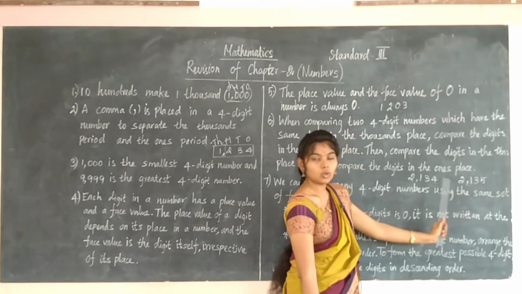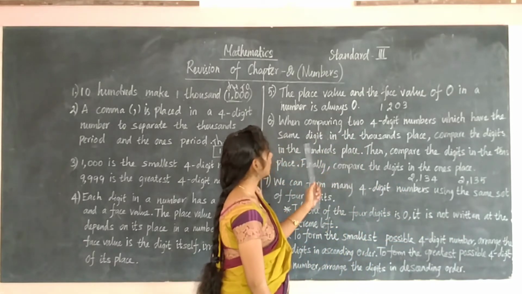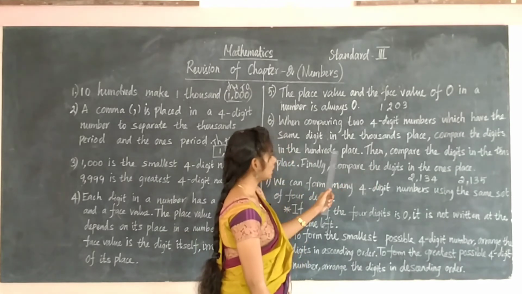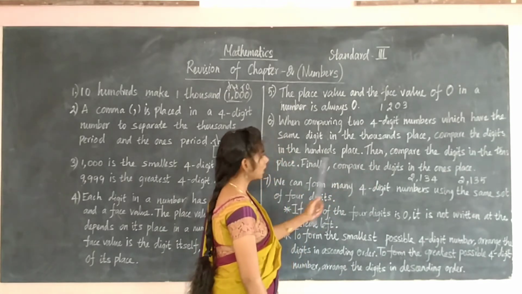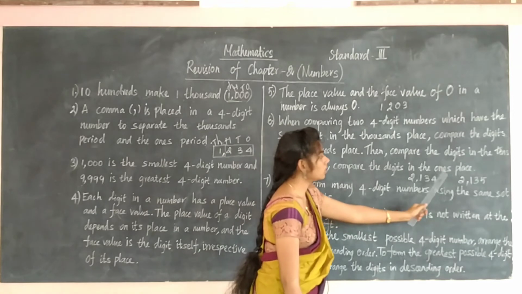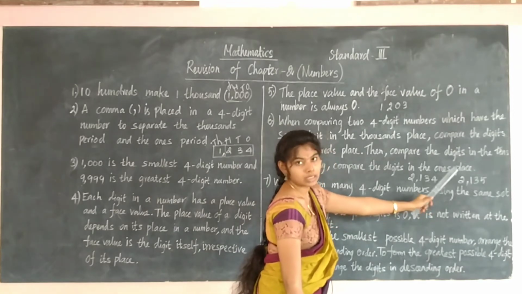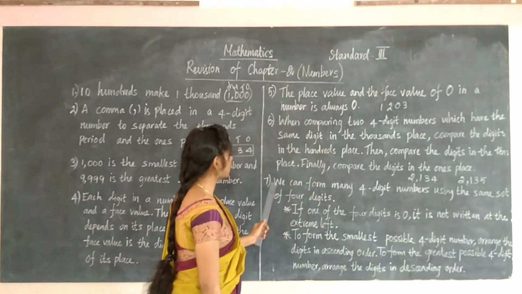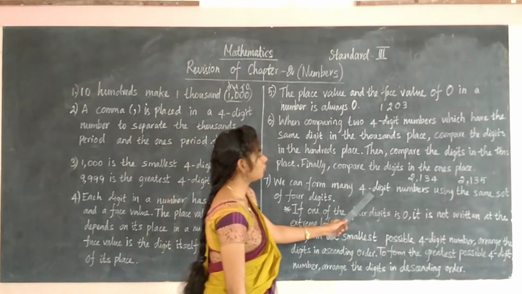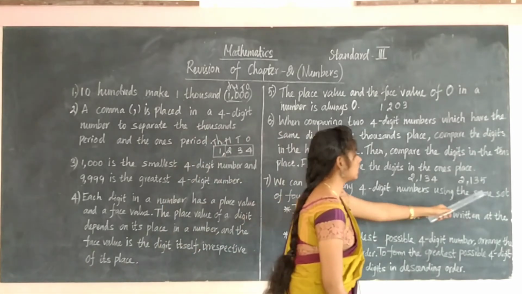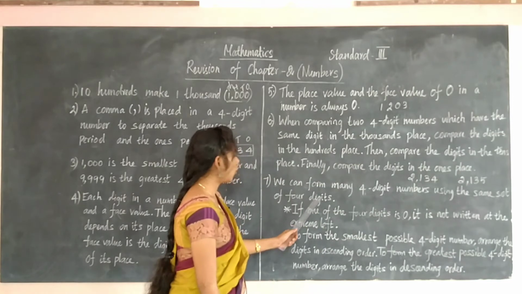Like this, we have to compare the numbers first in the thousands place, then in the hundreds place, and then in the tens place. At last we will compare the ones place. Then the next one: we can form many 4-digit numbers using the same set of 4 digits.